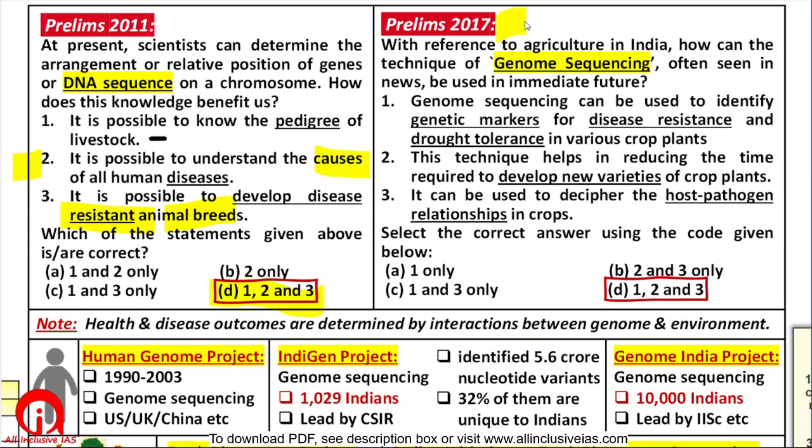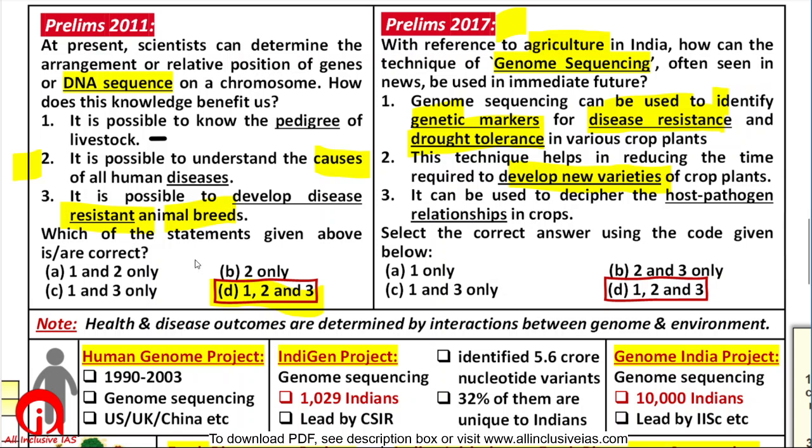The 2017 question is similar. It is simply asking about the benefits we can have in agriculture. Same thing. The first sentence is, we can identify the genes that are responsible for particular disease resistance or drought tolerance. Yes, every trait, every characteristic is due to some particular gene. If a crop, if a plant is disease resistant or drought tolerant, it is due to some particular gene. It helps in reducing the time required to develop new varieties.